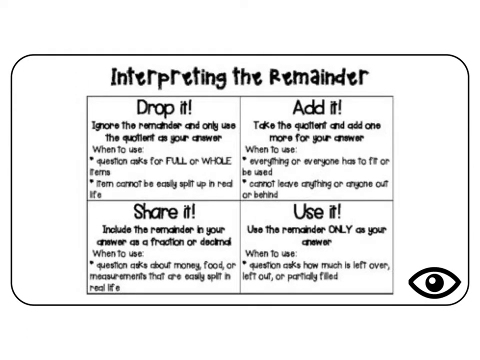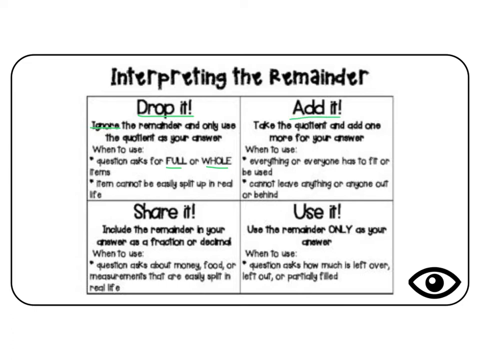In today's lesson, we're going to be interpreting the remainder. That means we need to decide what to do with it. In this lesson, you're going to have 4 choices. Either we're going to drop it, which means we ignore the remainder and only use the quotient. We might do this when we see the word full or whole, and it might be when we can't easily split up an item. We might add it.